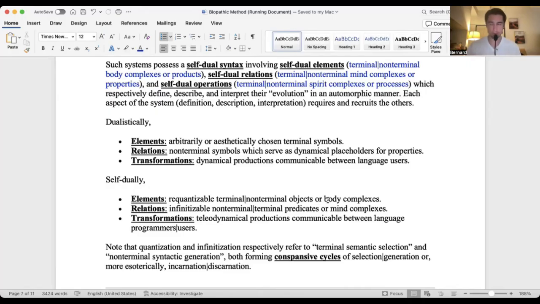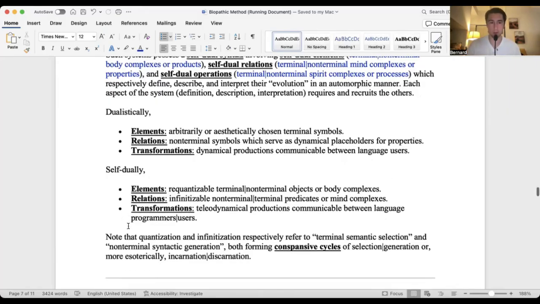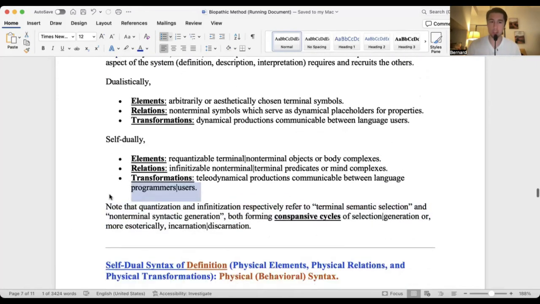These are seemingly bizarre classifications, but in fact should become intuitive eventually, which means we won't need to go over this again and again and again. We're going to take it for granted as we move forward. Now, you should note that quantization and infinitization, akin to actualization and potentialization in the CTMU, respectively refer to terminal semantic selection, aka what we consider to be evolution, and non-terminal syntactic generation, both forming conspansive cycles, where conspansion is the operation, the self-dual operation, which unites quantization and infinitization.